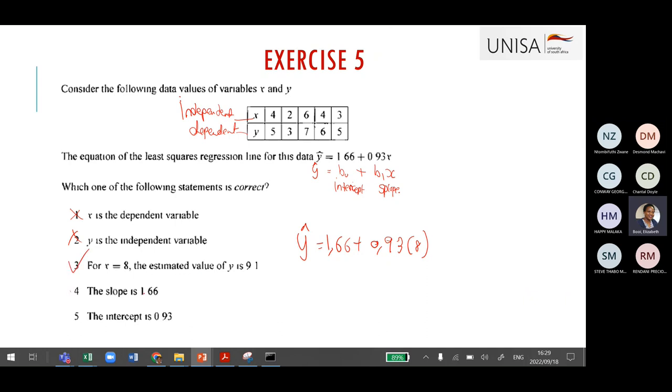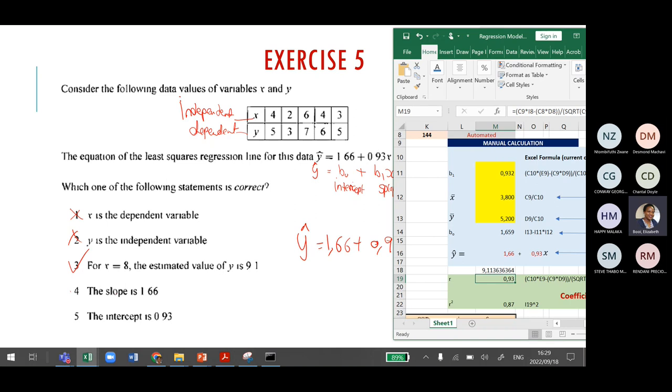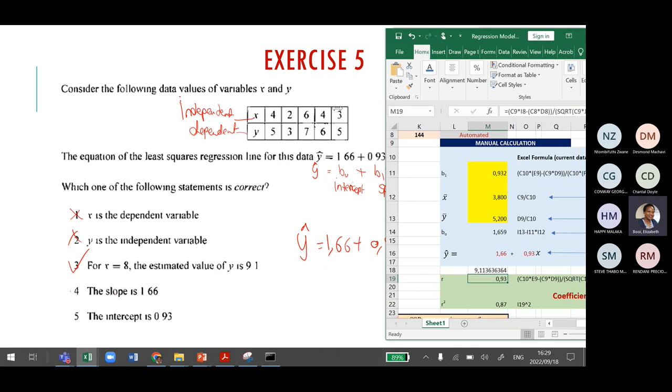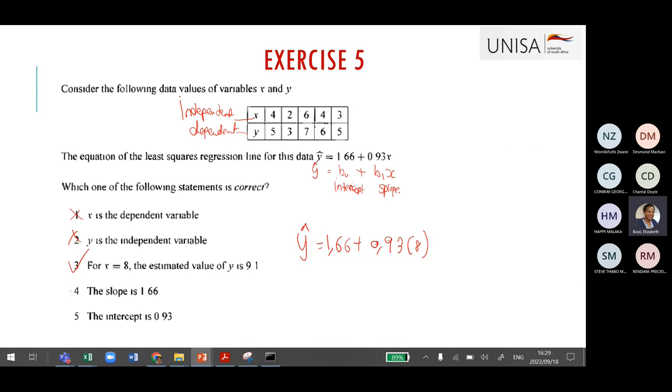And here it says the slope is 1.66. If I go there, what is my slope? My slope is 0.93. So if I go here on this formula, what we don't see on the entire Excel, now that I've minimized it, you should be able to see the slope is 0.93. Here they say it's 1.66. But you didn't even have to use the template because all the information we need is here. So that is incorrect. The intercept, therefore, will also be incorrect because they swapped the values around.